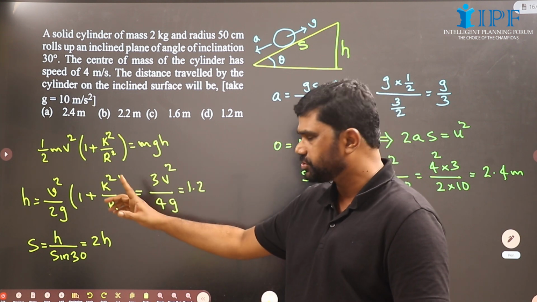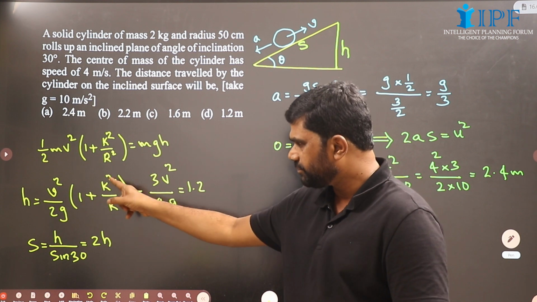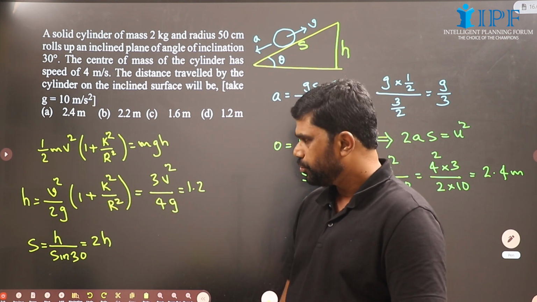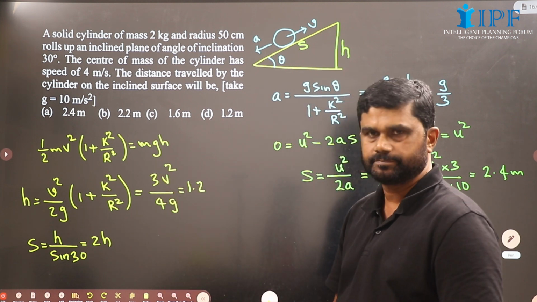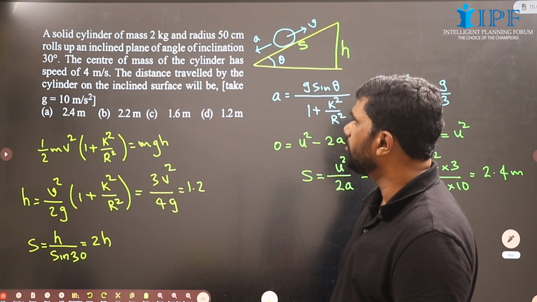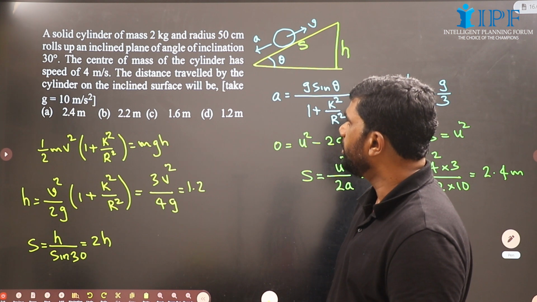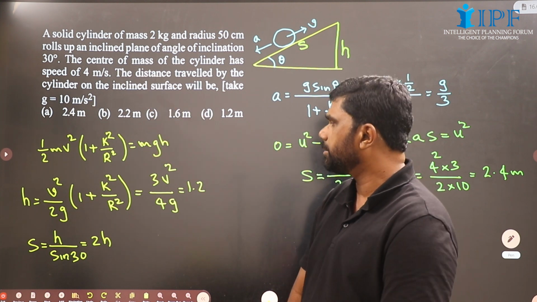So k square by r square is 1 by 2. 1 plus 1 by 2 will be 3 by 2. Okay, 3 v square by 2 into 2g means 3 v square by 4g. Okay, what is the velocity? Velocity is given as 4 meter per second.